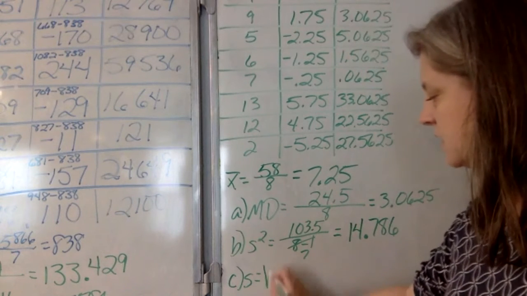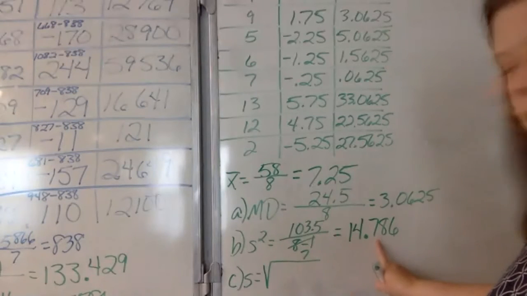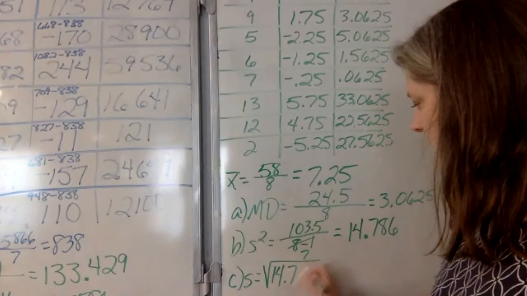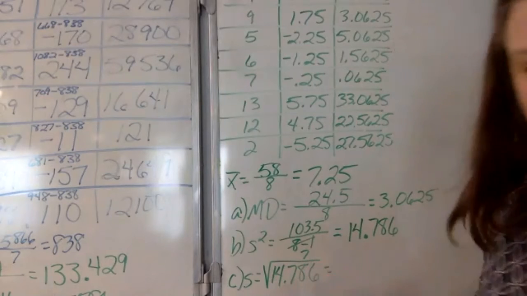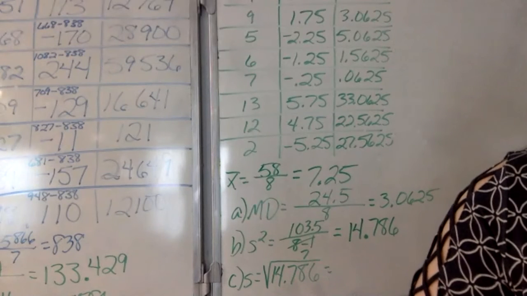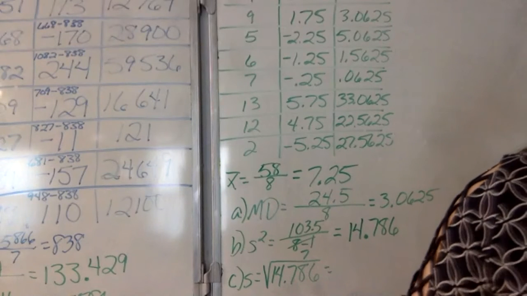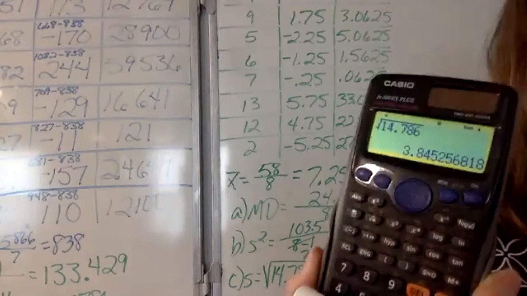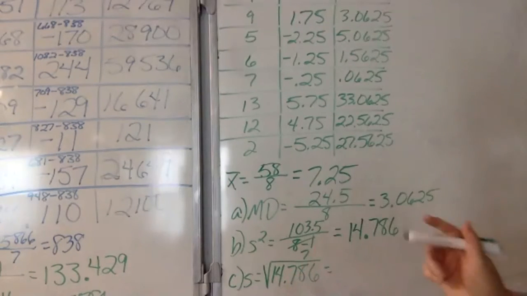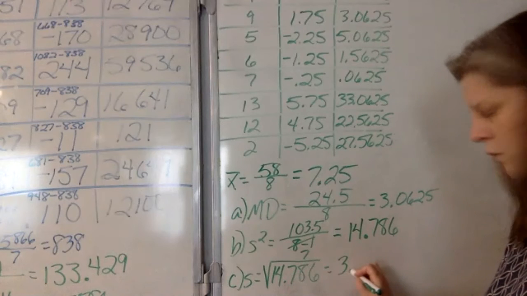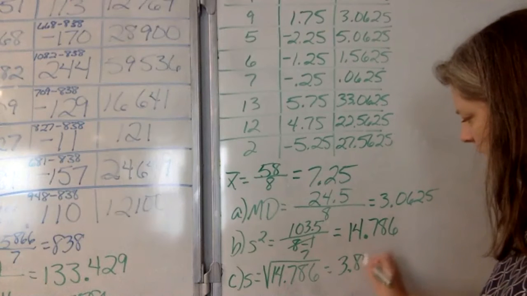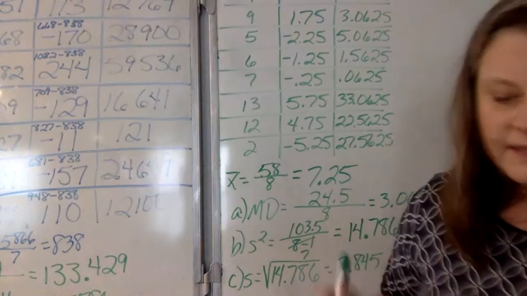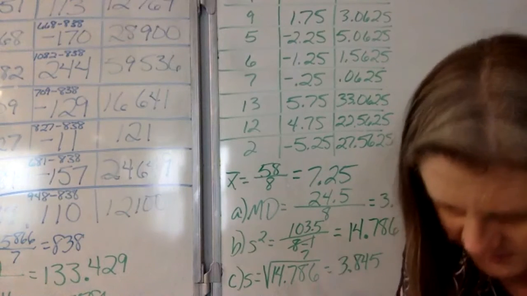Now, for part C, we don't have to plug anything into the formula really, because our standard deviation is just the square root of our variance answer. So I take the square root of 14.786. Again, I get a big old long decimal. So it's going to be 3.845. Okay, so this is our standard deviation.